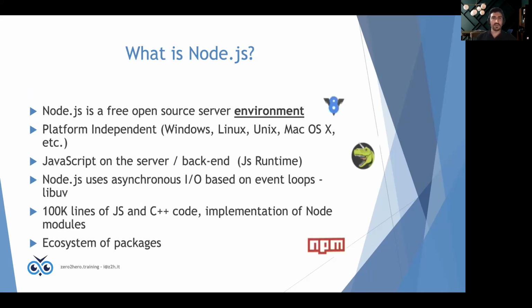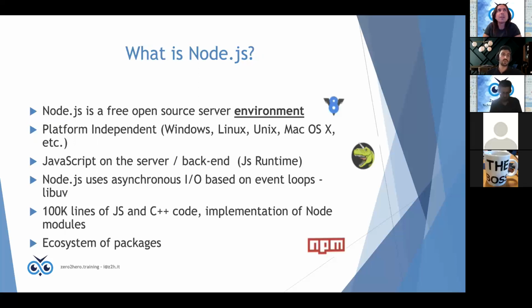Let's keep this quick. Node.js is a free and open source server environment based on the V8 engine. The V8 engine is Google's engine for converting JavaScript into machine code. So Node.js is based on the V8 engine, and Node.js can work on various platforms. You can run Node.js applications on Windows, Linux, and macOS operating systems.